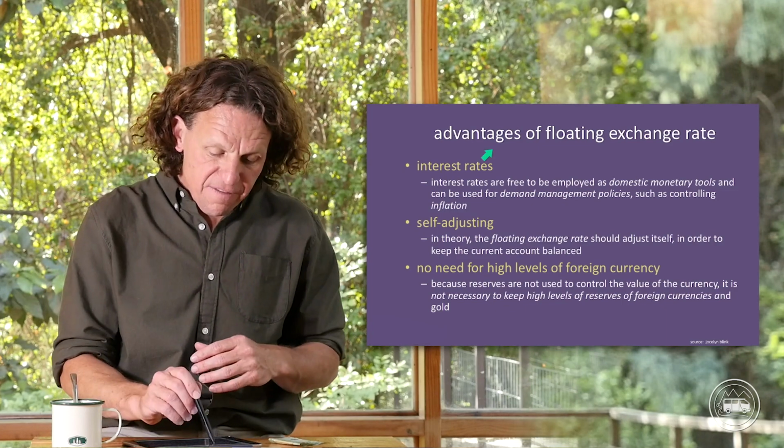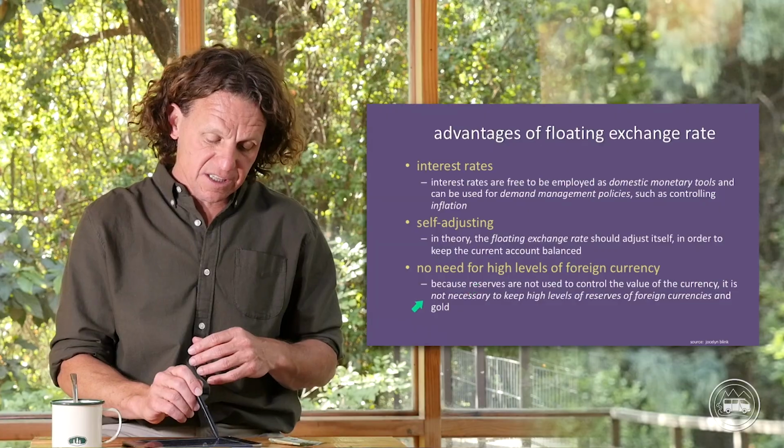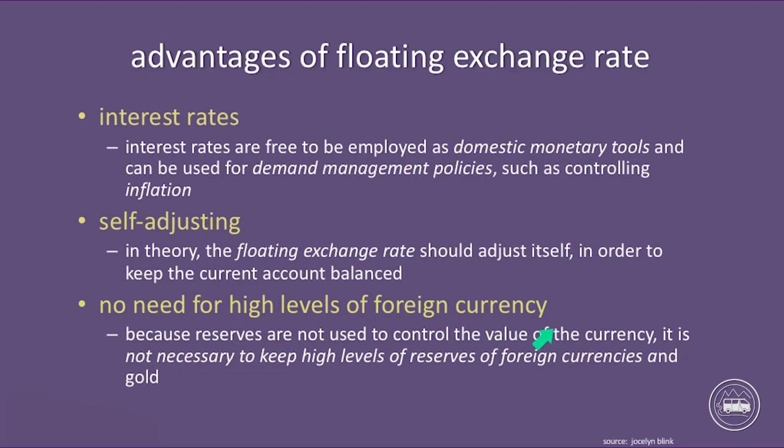Cool. Another advantage of a floating exchange rate system is that there's no need for high levels of foreign currency, right? Think about the whole Barbadian dollar situation, like fixed exchange rate. Barbados has to have a lot of US dollars or foreign currencies in its reserves in order to fix the market if it needs to. And with a floating exchange rate system, you don't have to do that, because it's not necessary to intervene, okay? So they don't need to solve any problem. It's a self-righting system.